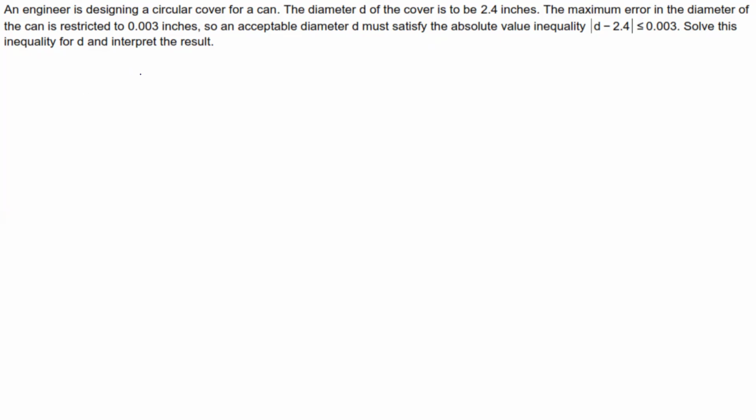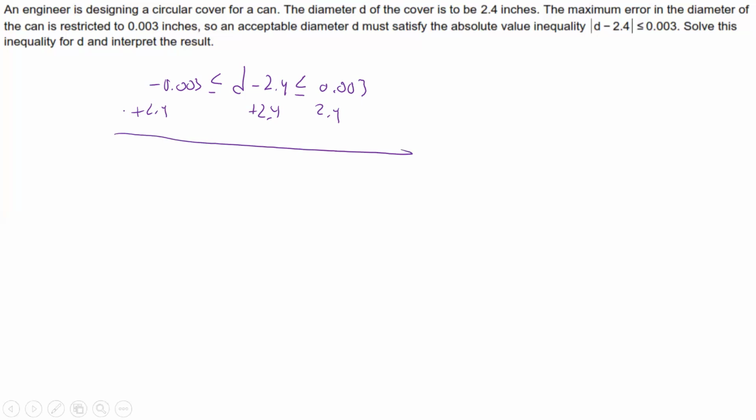Okay, well, basically we have another tripartite. So if we drop the absolute value, we'll have D minus 2.4 less than or equal to 0.003, but greater than or equal to negative 0.003. Okay, so we'll now add 2.4, 2.4, 2.4. So when we do that, we're going to take our 2.4 and we're going to subtract off and add the 0.003. And so when we subtract it, we get 2.397 less than or equal to D less than or equal to, that one's easier, 2.403.